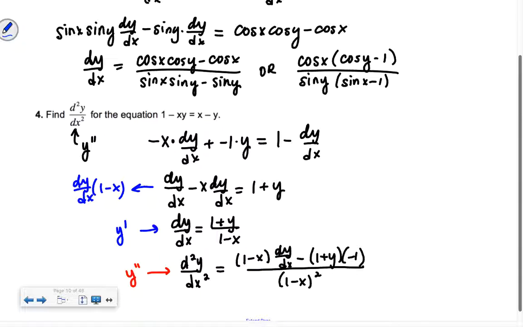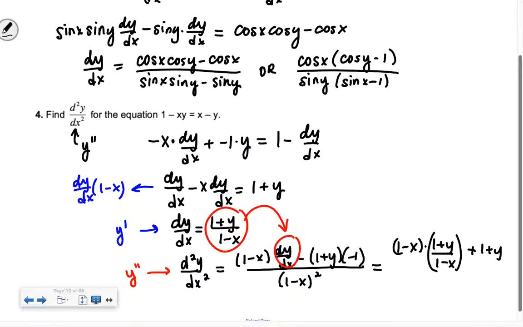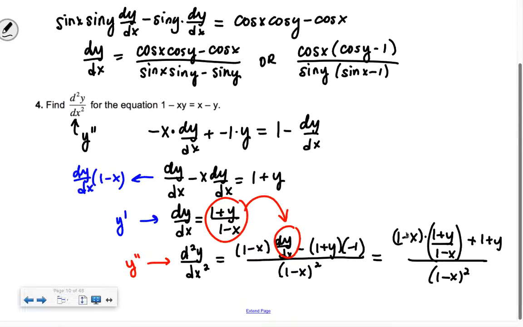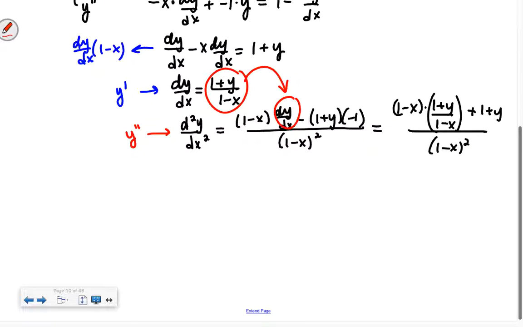Do you think they leave it like this? No. dy over dx, we put that in. Now this is kind of lucky though. Look, we have 1 minus x times 1 plus y over 1 minus x. That was very lucky. It usually doesn't happen like that. And then we have a negative 1 times negative 1, so we get plus 1. So I get plus 1 plus y all over 1 minus x squared. So the 1 minus x's cancel. So I get 2 plus 2y all over 1 minus x squared. So that's the second derivative.